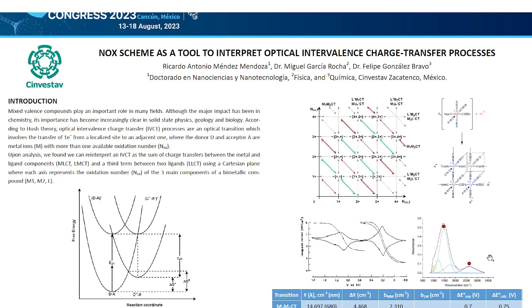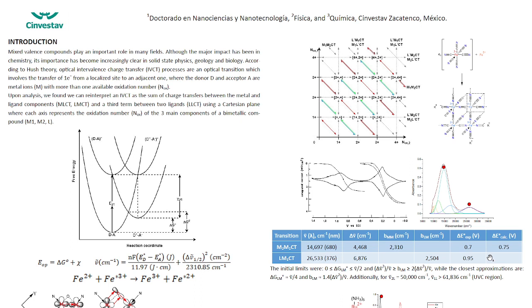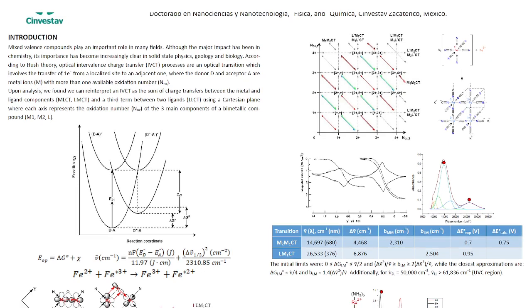This electron transfer is reflected in the absorption spectrum as an absorption band, usually in the infrared region. And what we found is that this absorption band between both donor and acceptor metals can be related to the charge transfers of one of the metals to the ligand, but also between two of the ligands. This was done using a Cartesian plane, the Knox scheme, as we will see below.